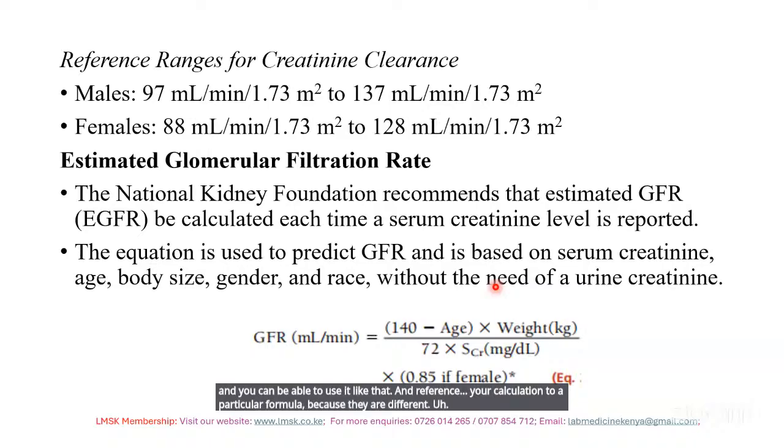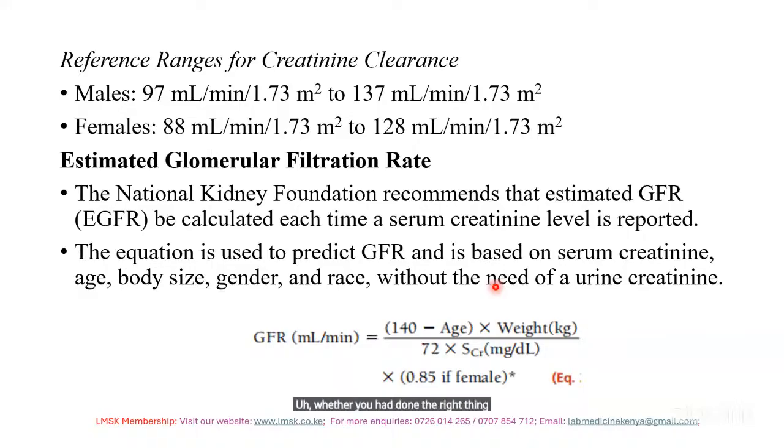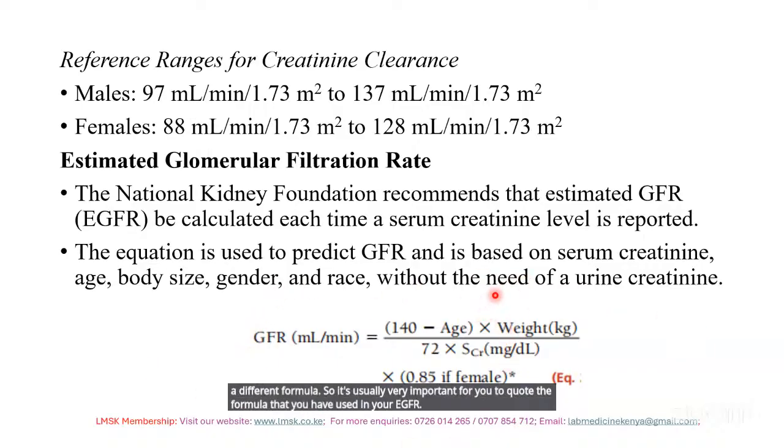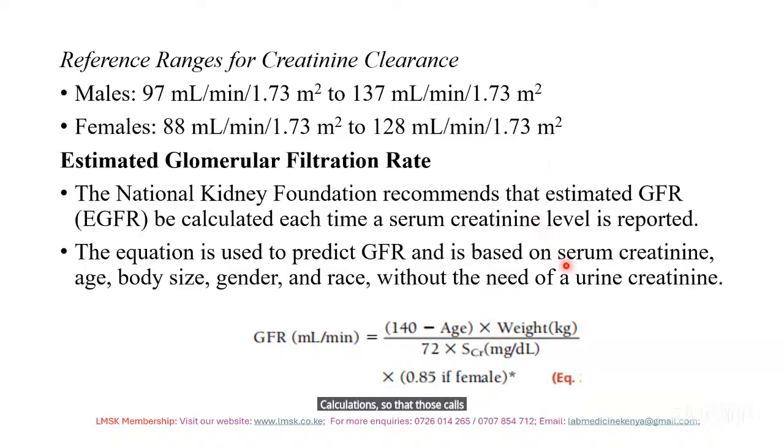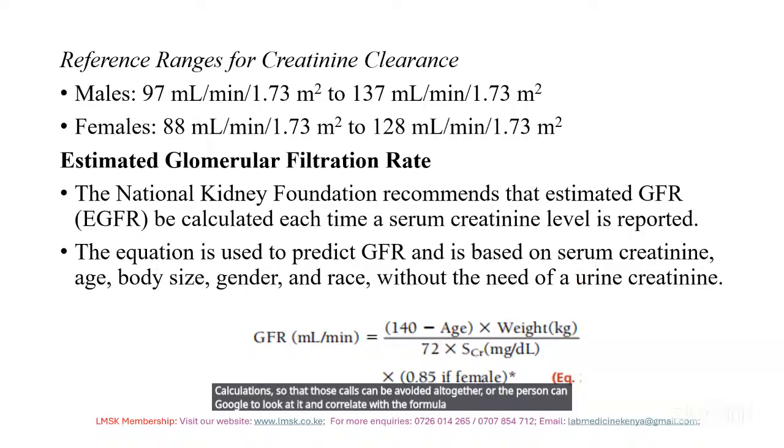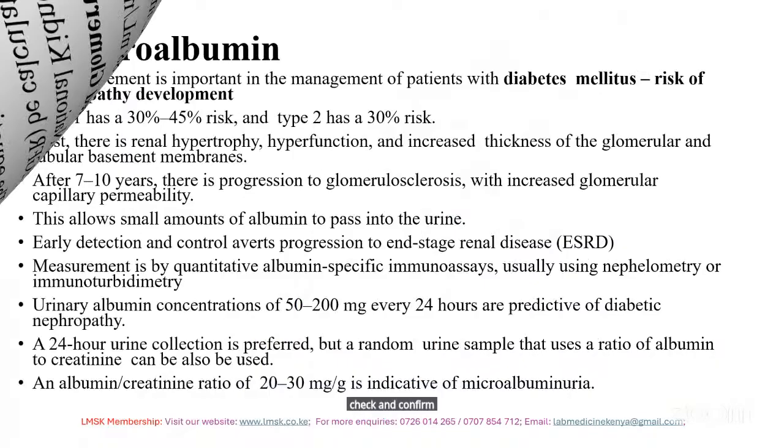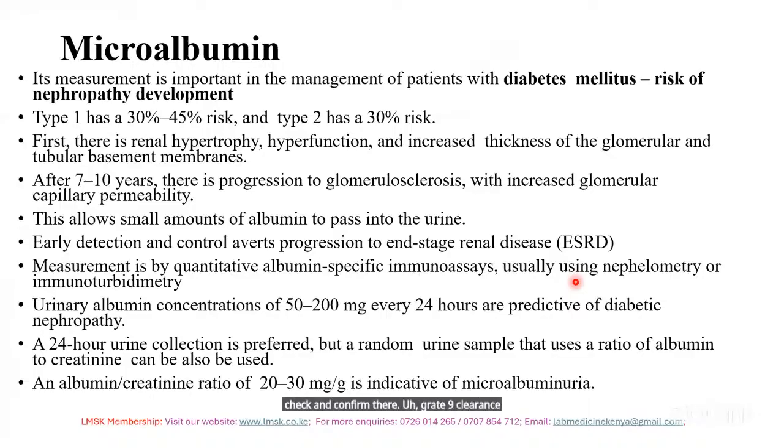If you get your estimated EGFR and someone else goes to calculate it, they may get a different value and they will start calling you, whether you had done the right thing or not. But maybe they could have used a different formula. So it's usually very important for you to quote the formula that you have used in your EGFR calculation so that those calls can be avoided altogether, or the person can look at it and correlate to the formula that they can check and confirm the creatinine clearance or the estimated glomerular filtration rate.